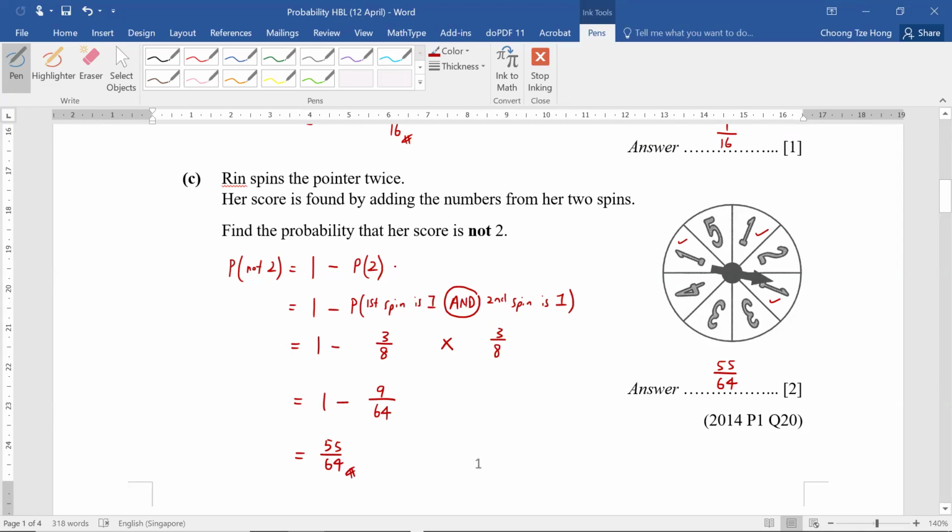Because it's either 2 or not 2, right? Right now, it's either you get 2 or your score is not 2. So if I take 1 whole minus the probability of getting 2, then I will get the probability of not 2. Right? So this is the method to solve a question whereby there's a lot of possible outcomes for the outcome that you want. In this case, not 2. Right?